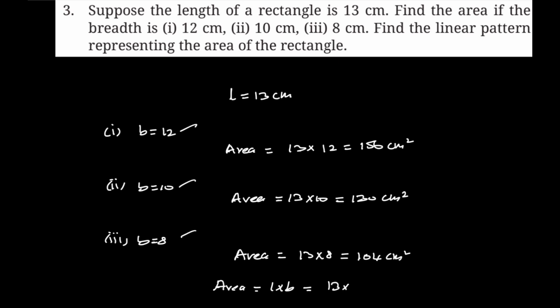Suppose breadth is not given, consider B as a general format. B represents the breadth of the rectangle. Then the area of the rectangle is 13B. So this is the linear pattern of the area of the rectangle.